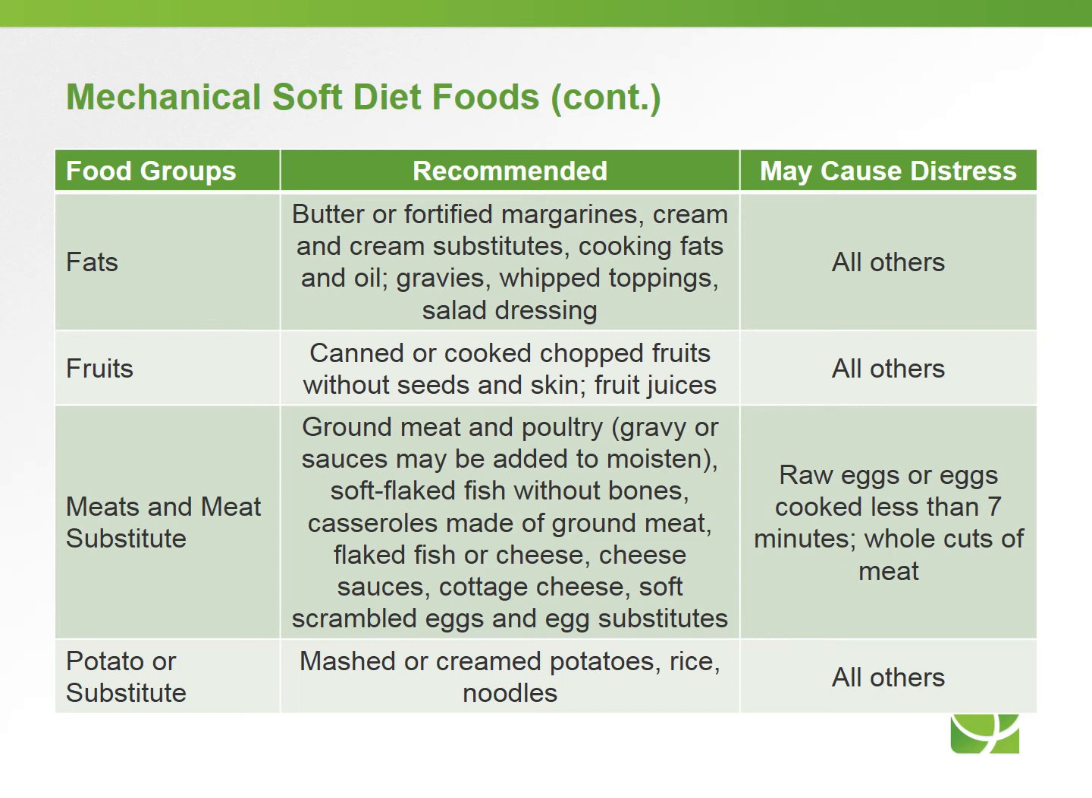Meats and meat substitutes, ground meat and poultry, gravy or sauces should be added to make it more moist. Soft flake fish without bones, casserole made with ground meats. Any raw eggs or eggs cooked less than 7 minutes should not be offered on a mechanical soft diet. Any kind of whole cuts of meat. Potato or substitute mashed or creamed potatoes, rice or noodles. Anything else may cause distress.